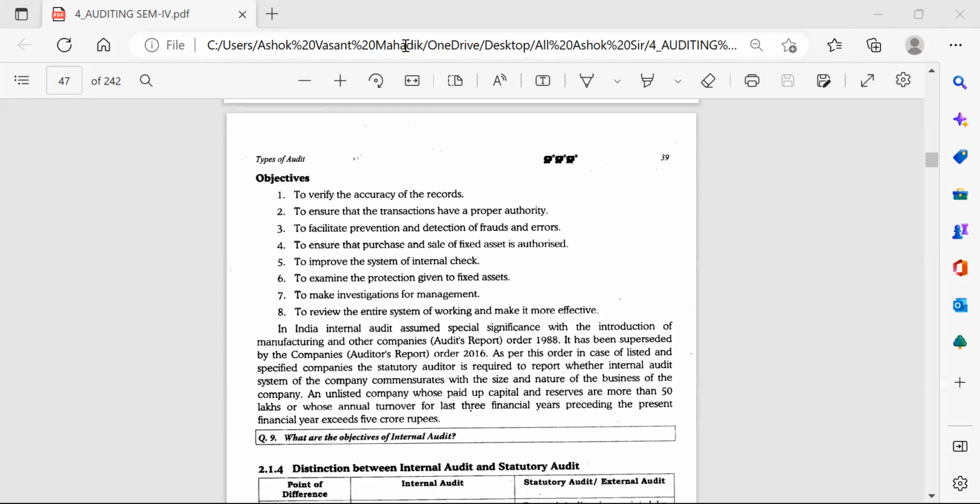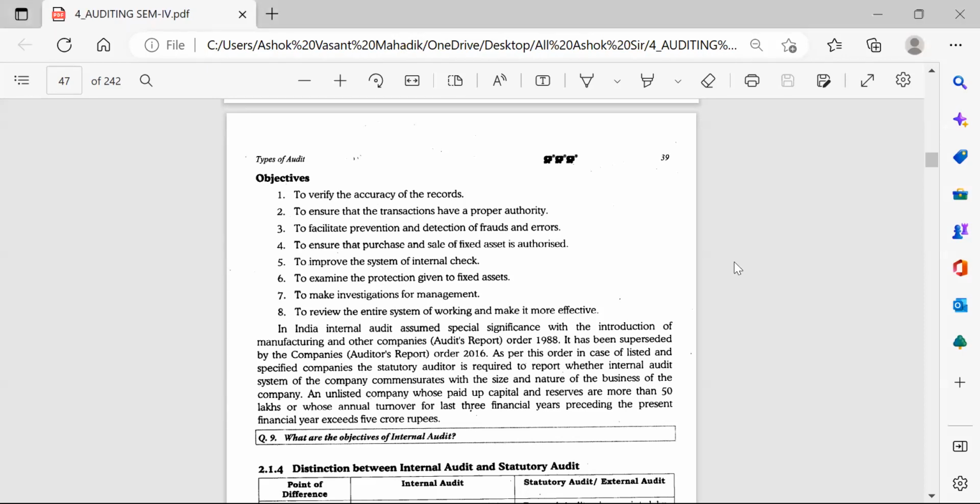Vaishnavi, you have any doubt? You can just type in the chat box, no problem. Okay, no problem, no problem. My mistake. You raise your hand, no problem.